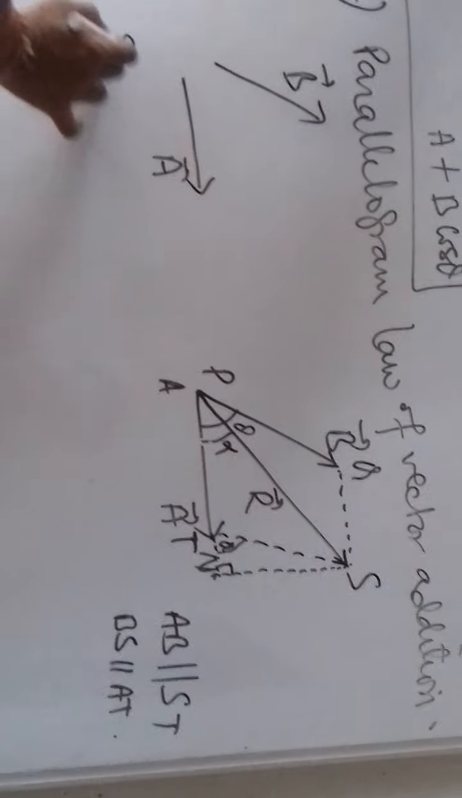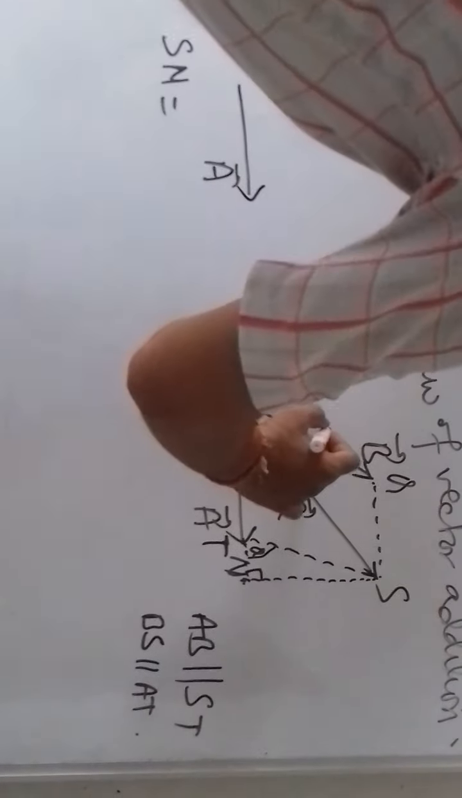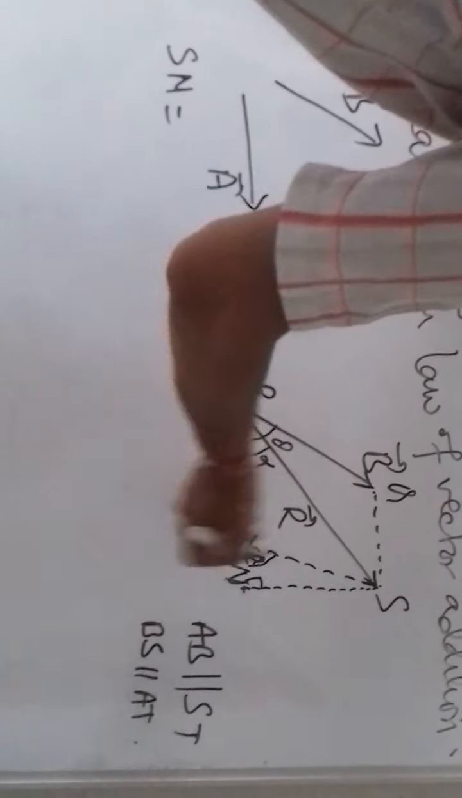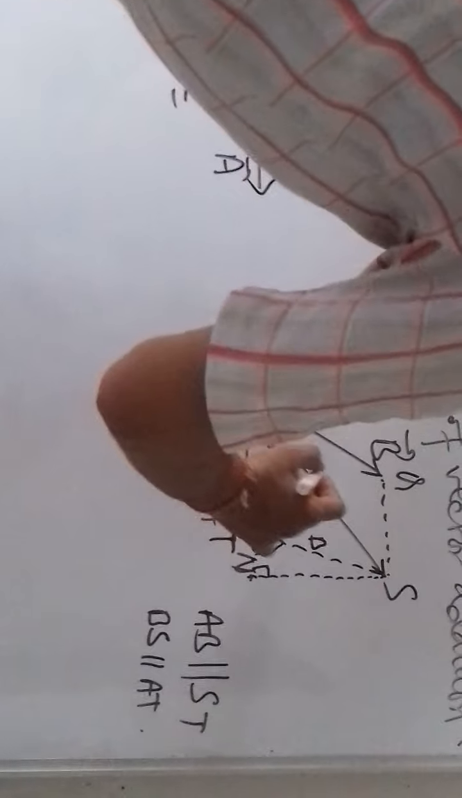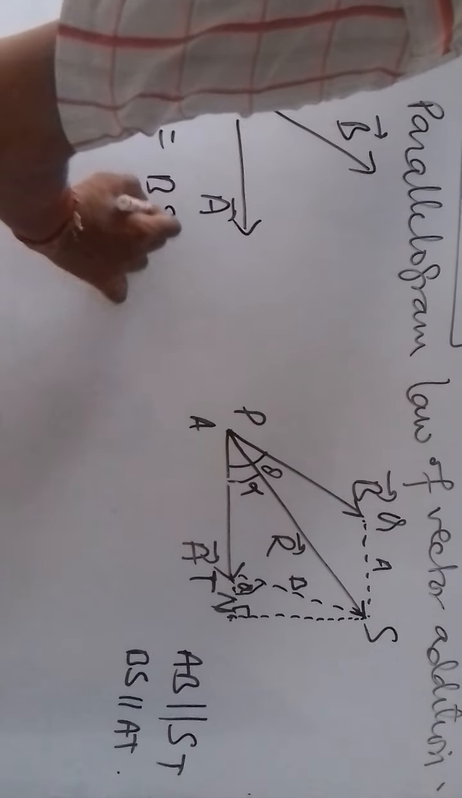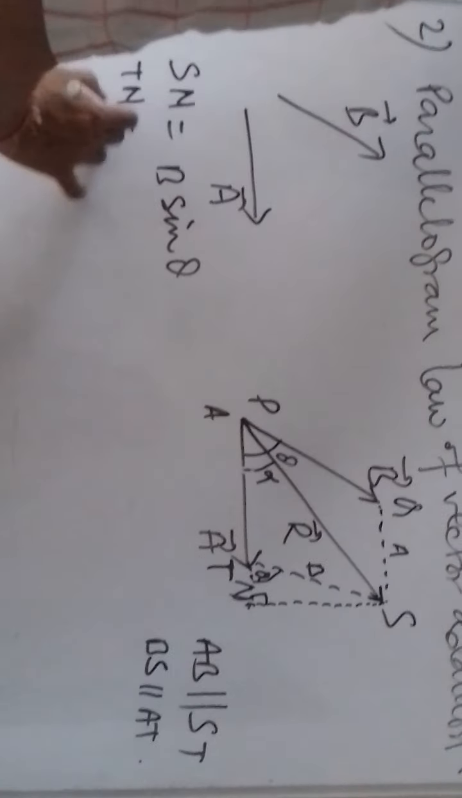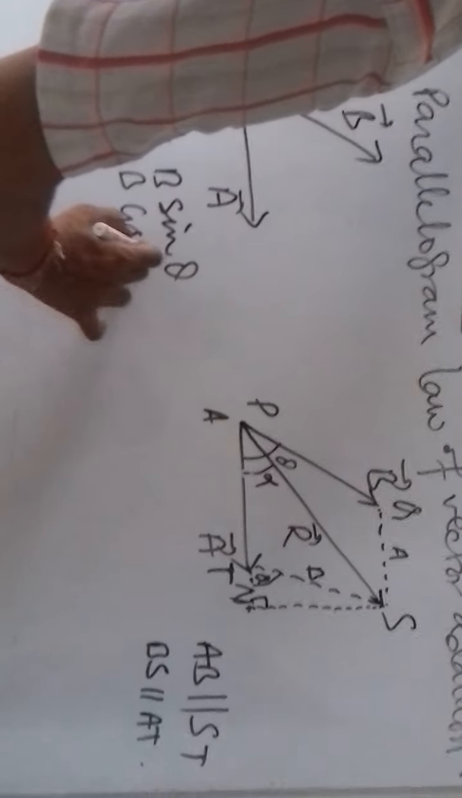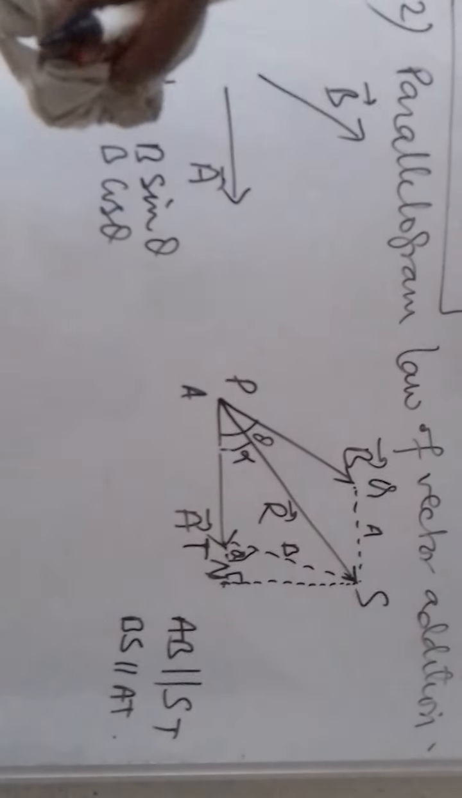Triangle of addition: SN is equal to how much? This is B and this is also B, because they are parallel. So this is B and this is A. So SN is equal to B sin theta. Similarly, TN is equal to B cos theta, and we find the value of this R in this triangle just as in the triangle law of addition.